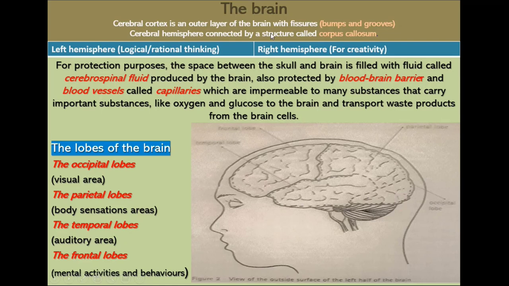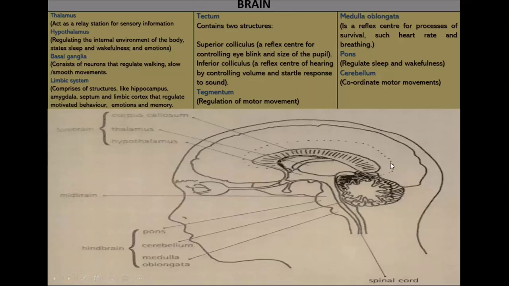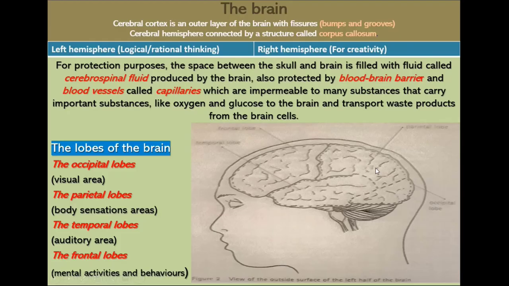The cerebral hemispheres are connected by the structure called the corpus callosum. The two hemispheres, this is half of your brain. You see, it has been cut, half of your brain. There's another part of the brain, but they are connected by what? The corpus callosum. So the corpus callosum acts as a bridge between the two sides, the left and the right hemisphere. We said the right hemisphere determines creativity, whereas the left hemisphere determines logical and rational thinking.